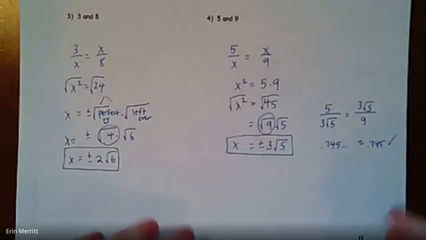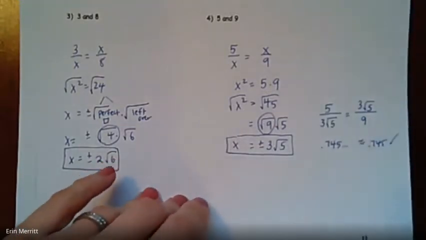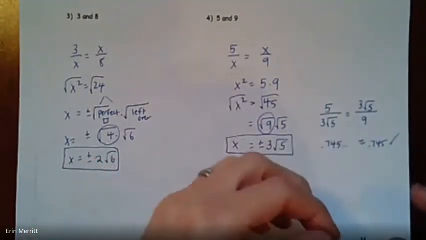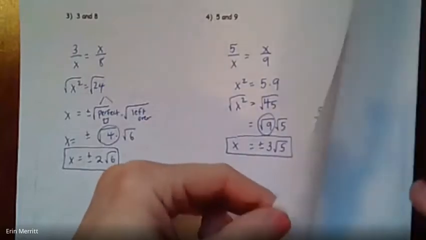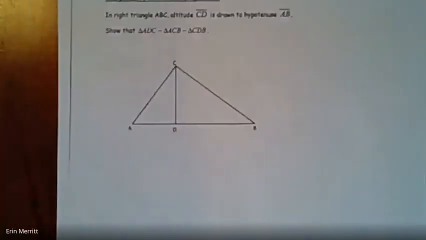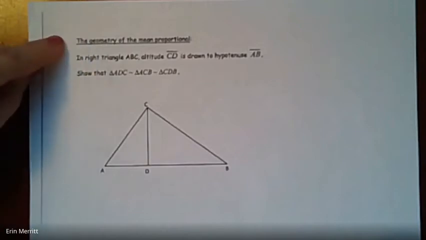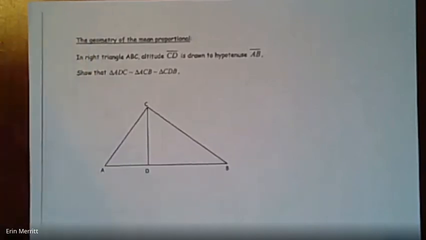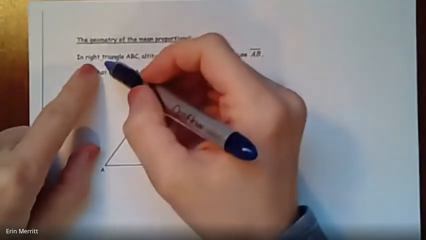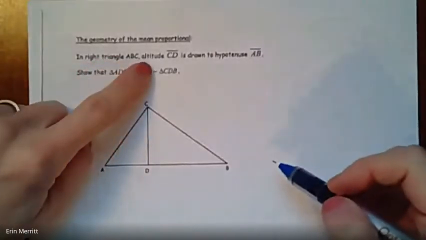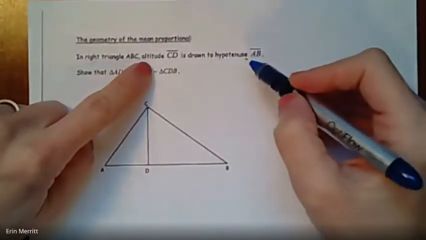All right. So why do we bring this up? Well, you're going to see some properties in similar triangles where this becomes something that we can use to solve for some missing side lengths. Now, before we get there, it's saying in the geometry of the mean proportional. Well, if you have a right triangle ABC where you have an altitude CD drawn to the hypotenuse.